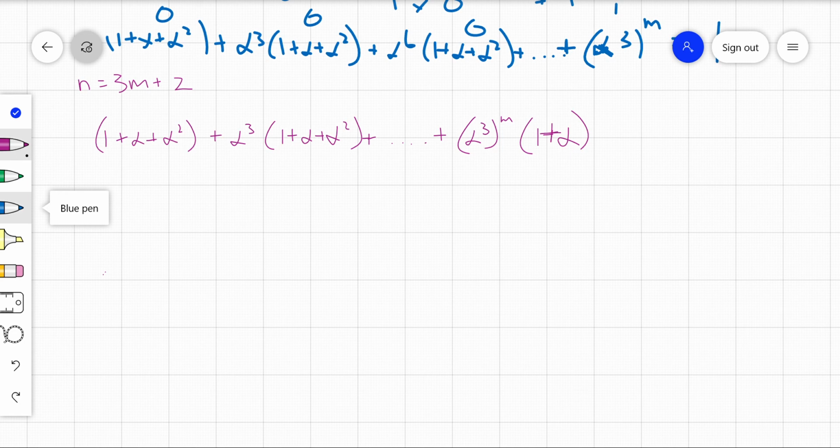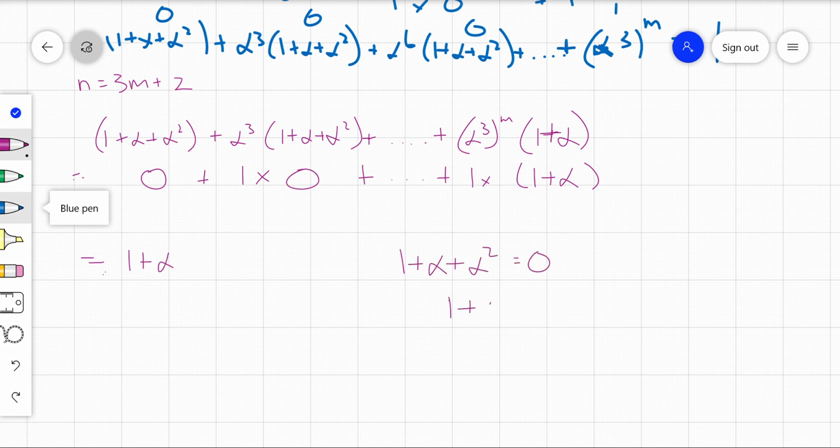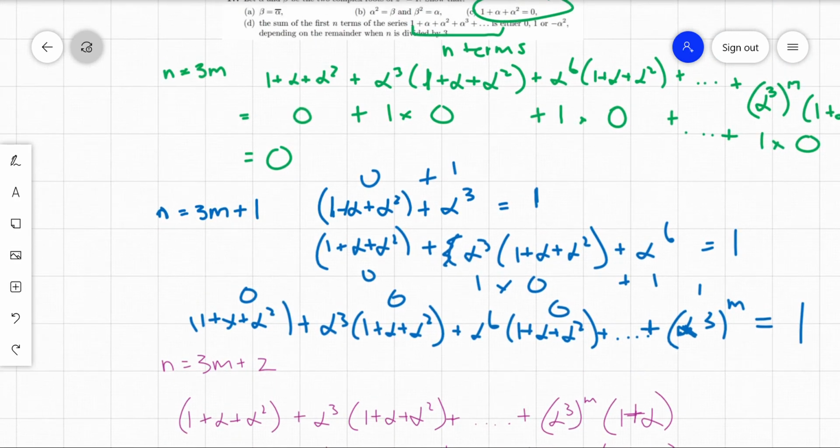All right, so again, you can see we're going to get 0, 1 times 0, always 1 times 0, but then we're going to get the last 2 terms. So alpha cubed to, doesn't matter what power, we're going to get 1, and then we're going to have 1 plus alpha at the end. So you can see the only thing left is 1 plus alpha. But remember that 1 plus alpha squared equals 0. So 1 plus alpha is equal to negative alpha squared. So we could write 1 plus alpha, or we could write minus alpha squared, which is, I think, what it wanted. So we go back up and check.